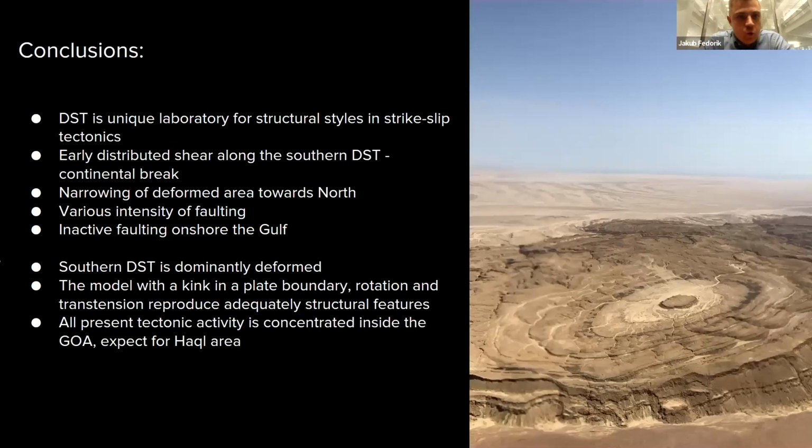Okay, the quick conclusion. The Dead Sea transform is a beautiful place. Everything is outcropping, with different structural styles. In the field, we were able to look at the early stage of the deformation. This is now over. This distributed shear that we see offshore is not active. It was confirmed by seismic and by the dating that we did. Then for the active part, what is happening inside the Gulf, we also have a nice model that explains how it formed and how it works.